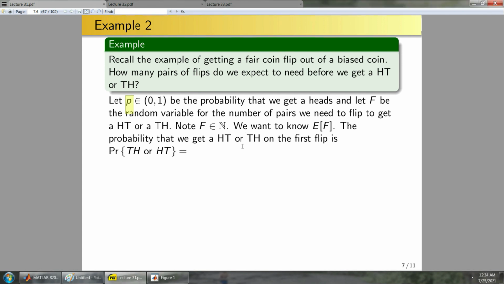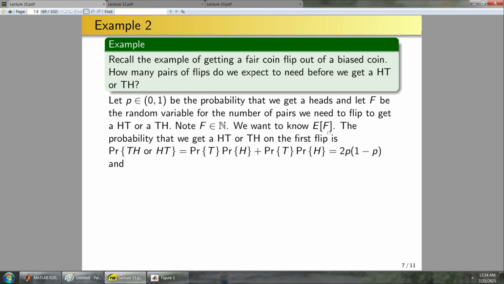Since we're flipping a coin, we're assuming the flips are independent. So this would simply be the probability of tails times the probability of heads, plus, again, since these two events are independent, the probability of heads times the probability of tails. So from here, combining this together and using the fact that p is the probability that I get heads, this gives me 2 times p times 1 minus p. So again, 2, because I have 2 of these, p, the probability of heads, 1 minus p, the probability of tails. So that's the probability that I need 1 flip.